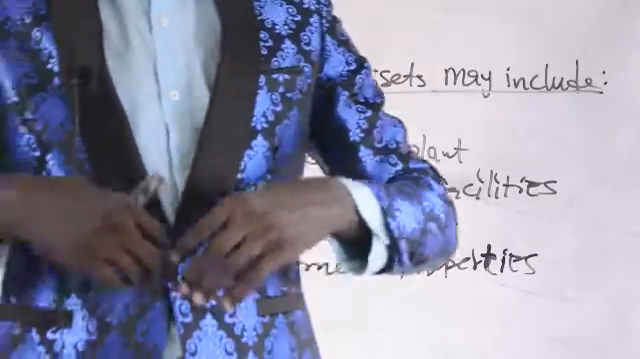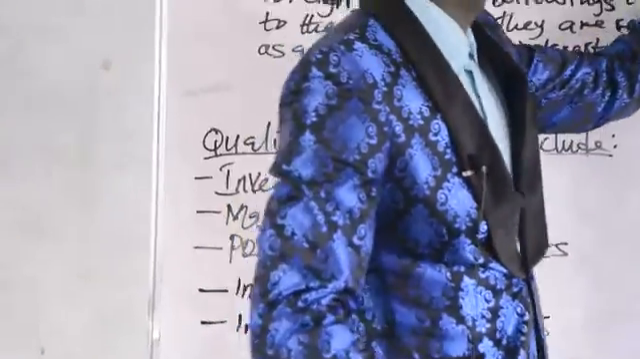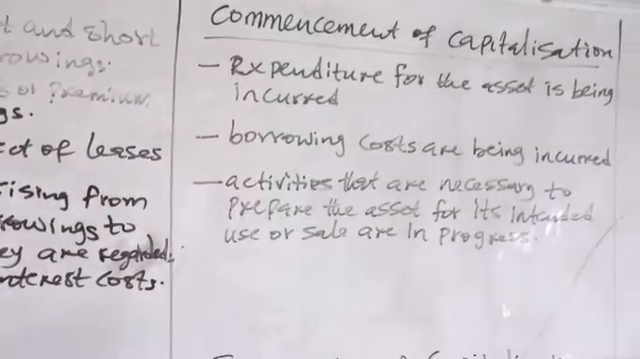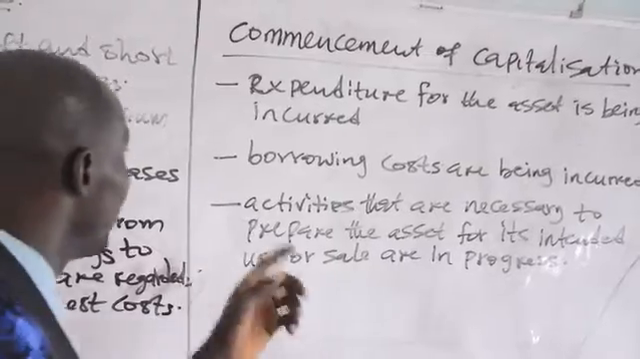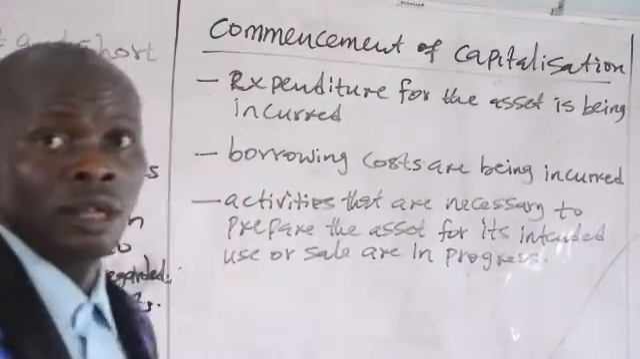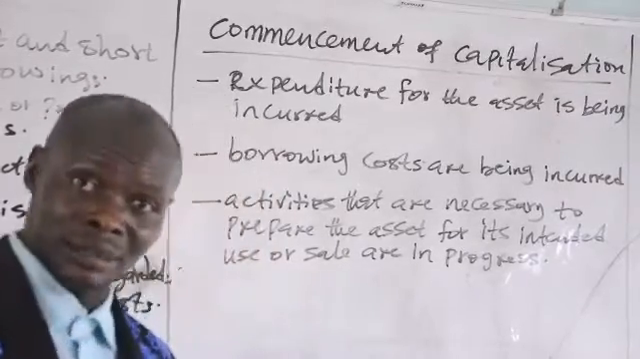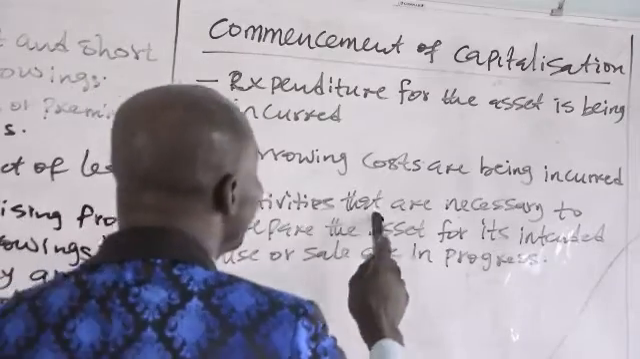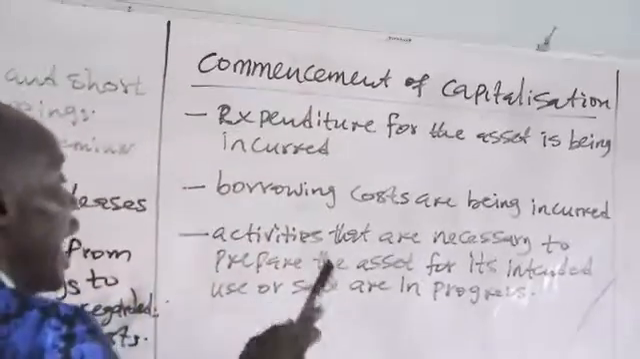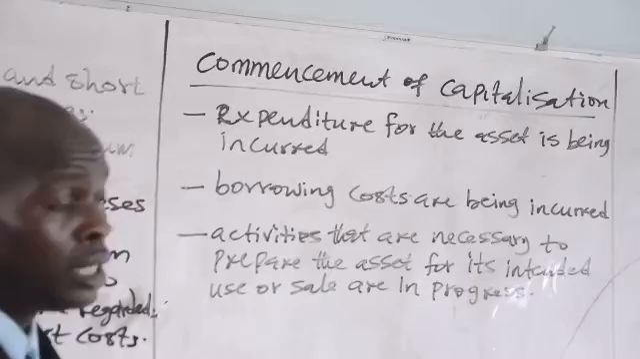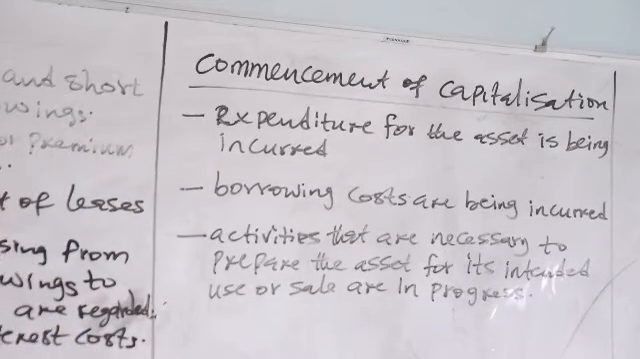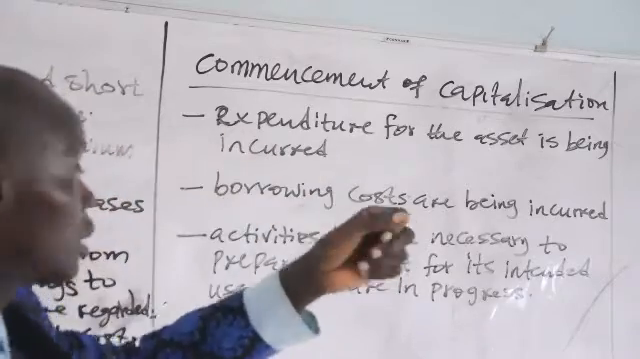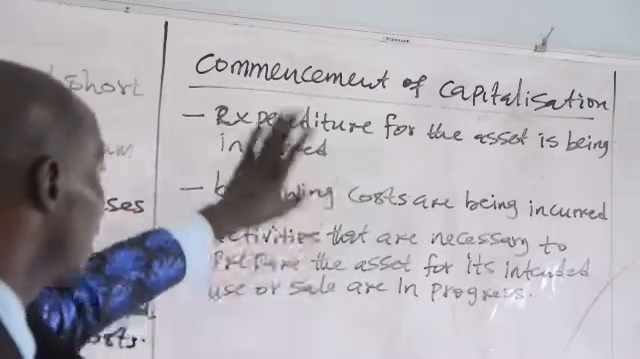So when do we start capitalizing the borrowing cost? That is what we mean by commencement of capitalization. Capitalization of borrowing costs commences when, one, the expenditure for the asset is being incurred; two, borrowing costs are being incurred; and three, activities that are necessary to prepare the asset for its intended use or sale are in progress. It is then that you can start capitalizing the borrowing cost.